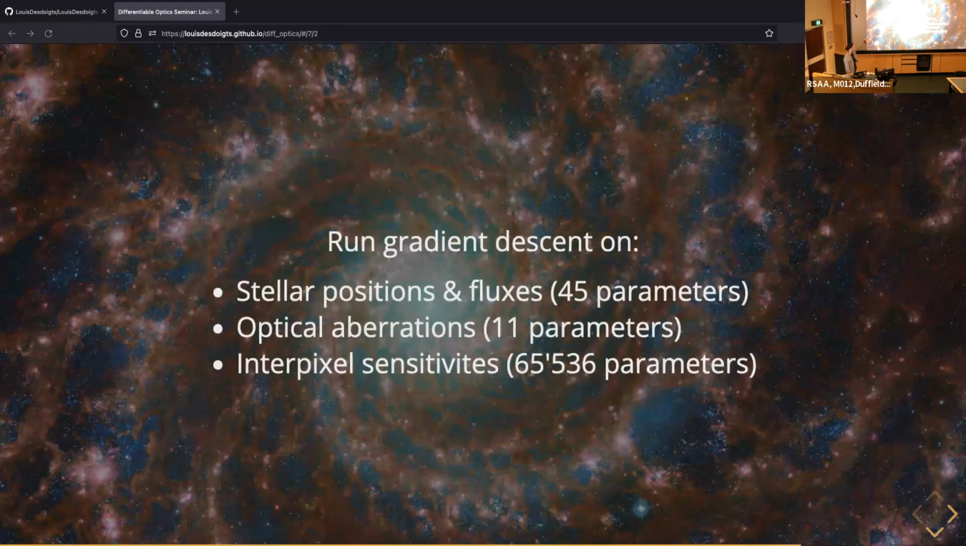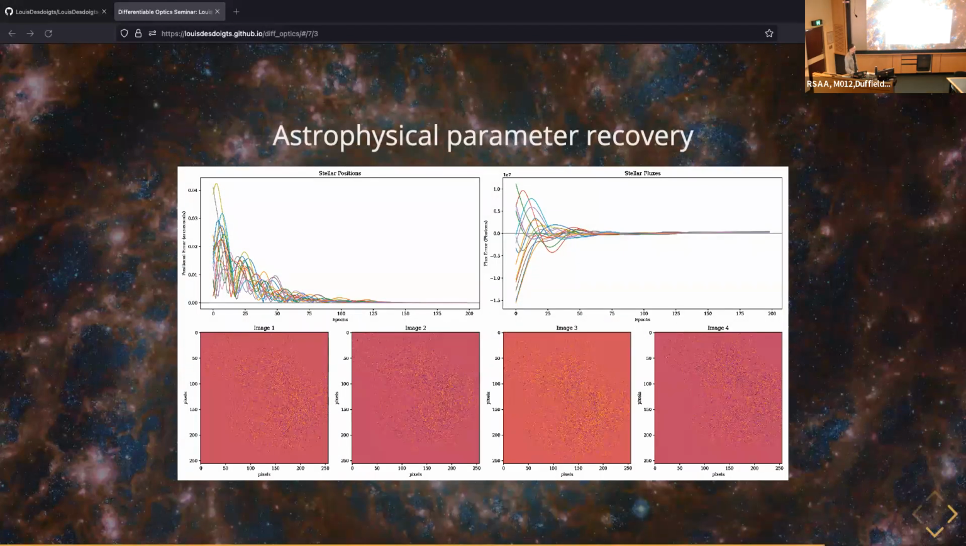So what we're going to do is run gradient descent on our stellar positions and fluxes, our optical aberrations, and our interpixel sensitivities. So it's about 65,000 parameters. You can bump that up. I think I did up to like 1,000 by 1,000, and it doesn't really take that much longer. But yeah, I think this overall took about 5 minutes to run on my laptop CPU. All of this has just been done without any specialized hardware, no GPU time. It all just basically runs really, really trivially. So I'll show you each of these individually.